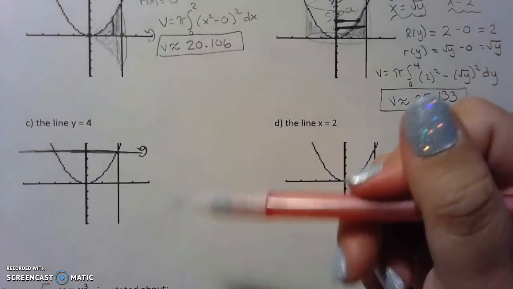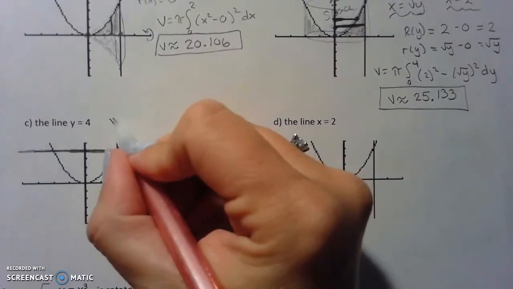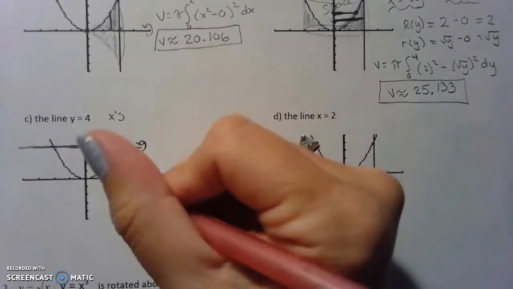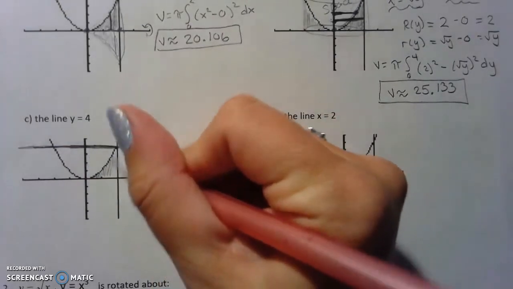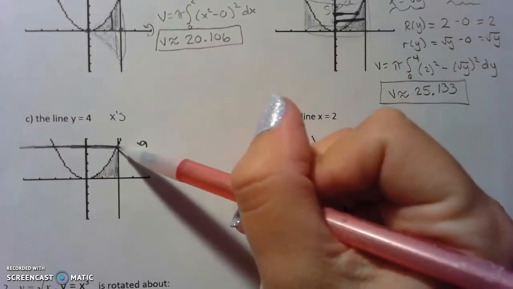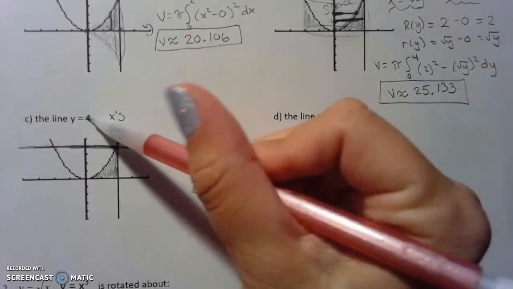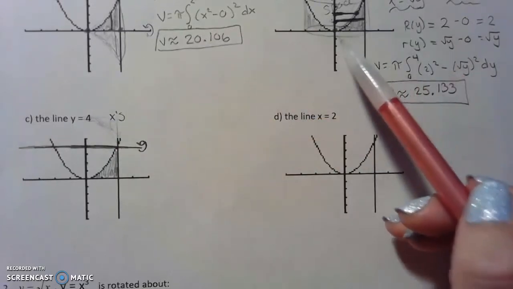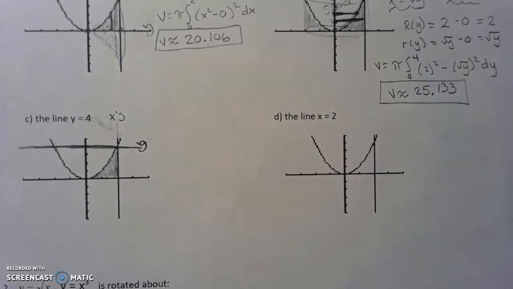This is a horizontal rotation, so that means we're going to be using x's. So we do not have to change any equations. This is still the region that we're going to revolve. So if we drew a picture of it, this one would go up here like this. It's going to look very similar to the one we just did, except sideways.